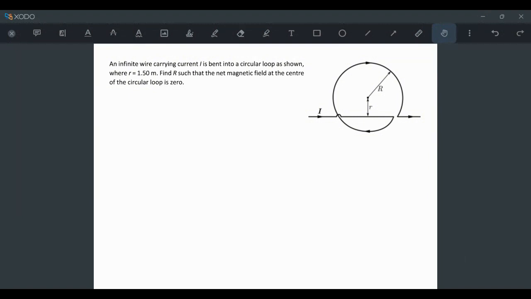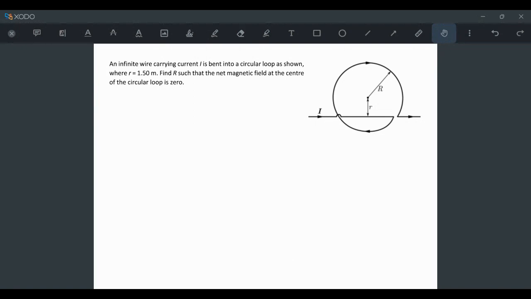The second question on the screen says we have an infinite wire carrying current I. It's been bent into this shape here, so there's a circular loop, but there's also a part that is piecewise, an infinite straight wire here. So you have an infinite line and a loop. We're asked to find capital R, the radius of the circle part, such that the magnetic field at the center of the circular loop is 0.